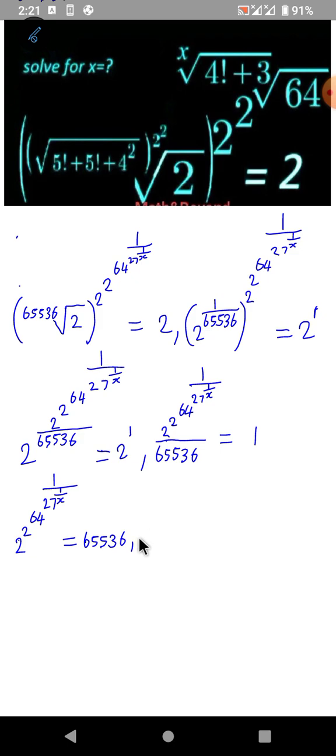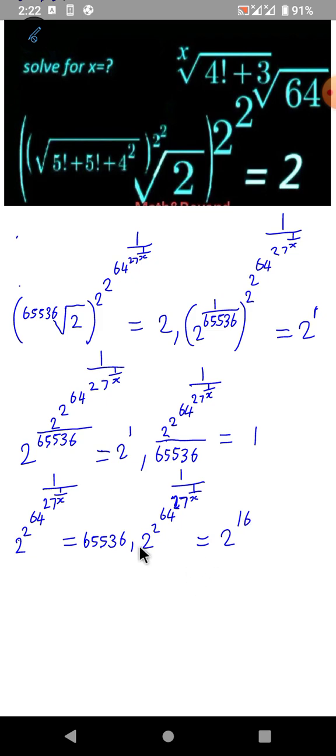Then we continue again. Now I'm going to write this expression again in the left hand side. So we say 2 raised to the power of 2 raised to the power of 64 raised to the power of 1 all over 27 raised to the power of 1 all over x equal to. Now 65536 is the same thing as 2 raised to the power of 16. So write 2 raised to the power of 16.